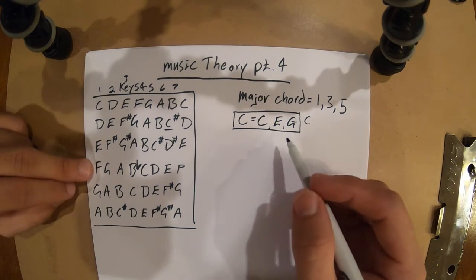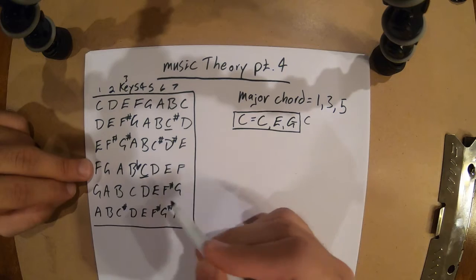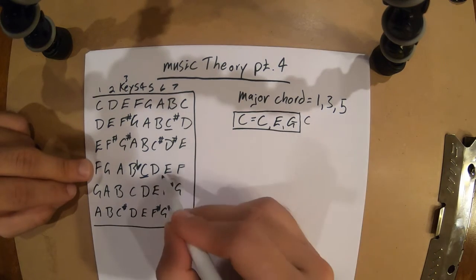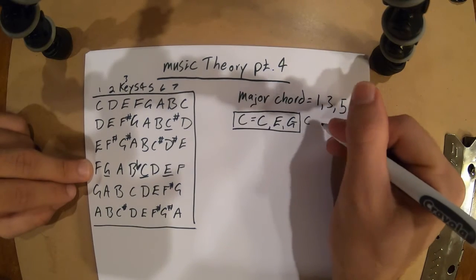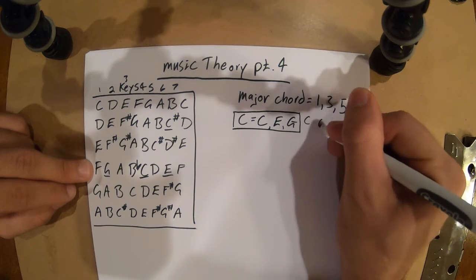Key of F. Do we have the C? Yes, we have the C that we need. Do we have the E? Yes. Do we have the G? Yes. So C can be played in the key of F also.